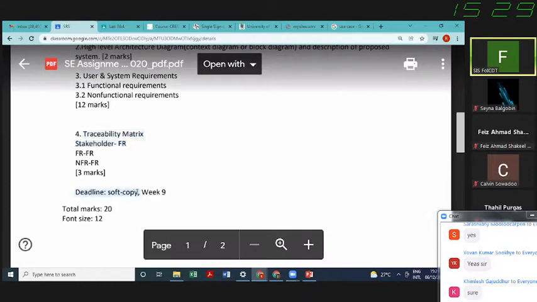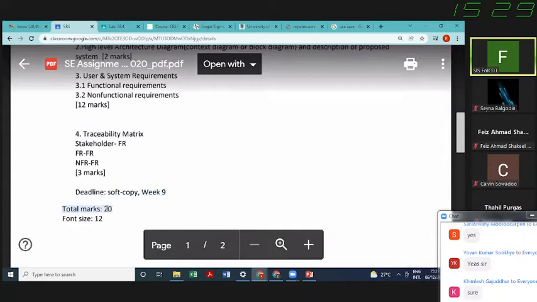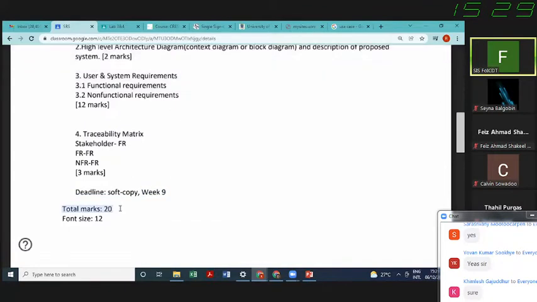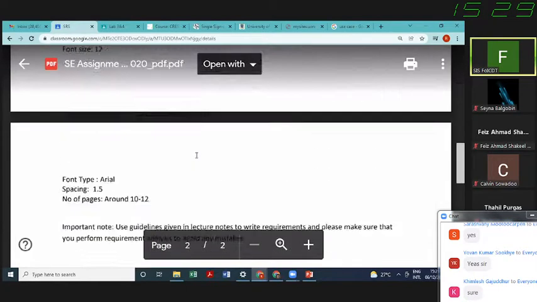Submission, soft copy, week 9. Today we are in week 4. So in week 9 you submit, and the total marks are 20. Like we mentioned, for semester 1, we will not be having any test, but the 20 marks for semester 1 continuous assessment will come from this assignment.